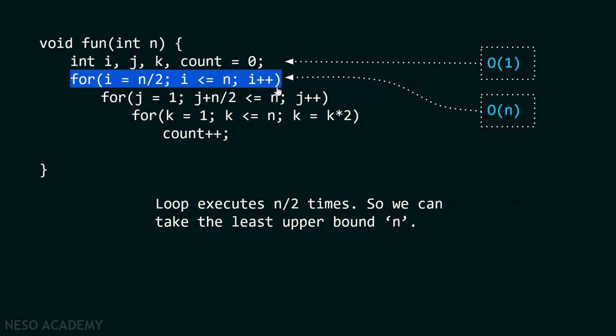Although it is running n by 2 times, we are taking the least upper bound without considering the constants. So the least upper bound of n by 2 is obviously n. So we can say that this loop is running n times. So this is big O of n. Now let's consider the next loop.